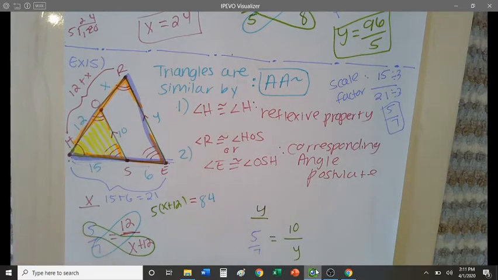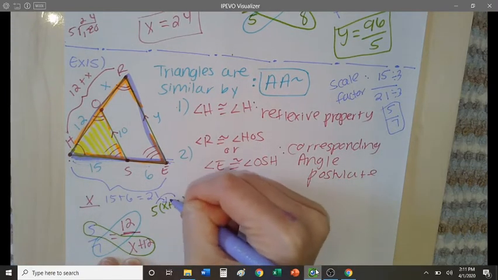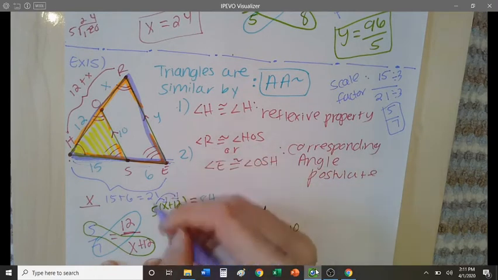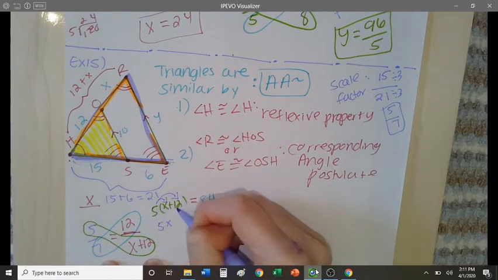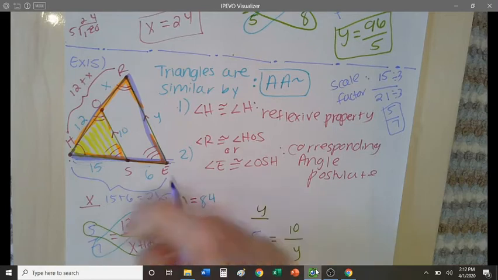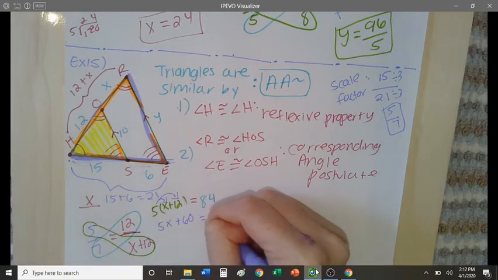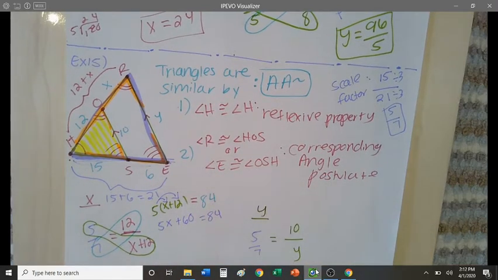Okay, let's start solving, which I'm going to be distributing first. So whenever you have a number outside of a parenthesis, you distribute that thing. So 5 times x will give me 5x. 5 times 12 will give me 60. And that will equal 84. All right, let's solve this thing for x.